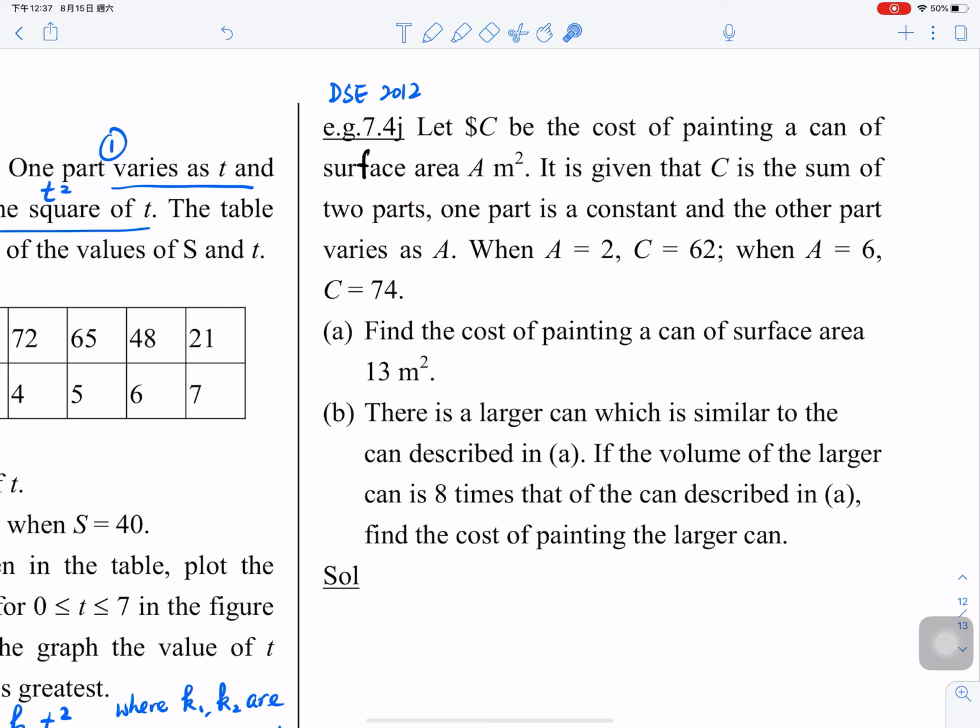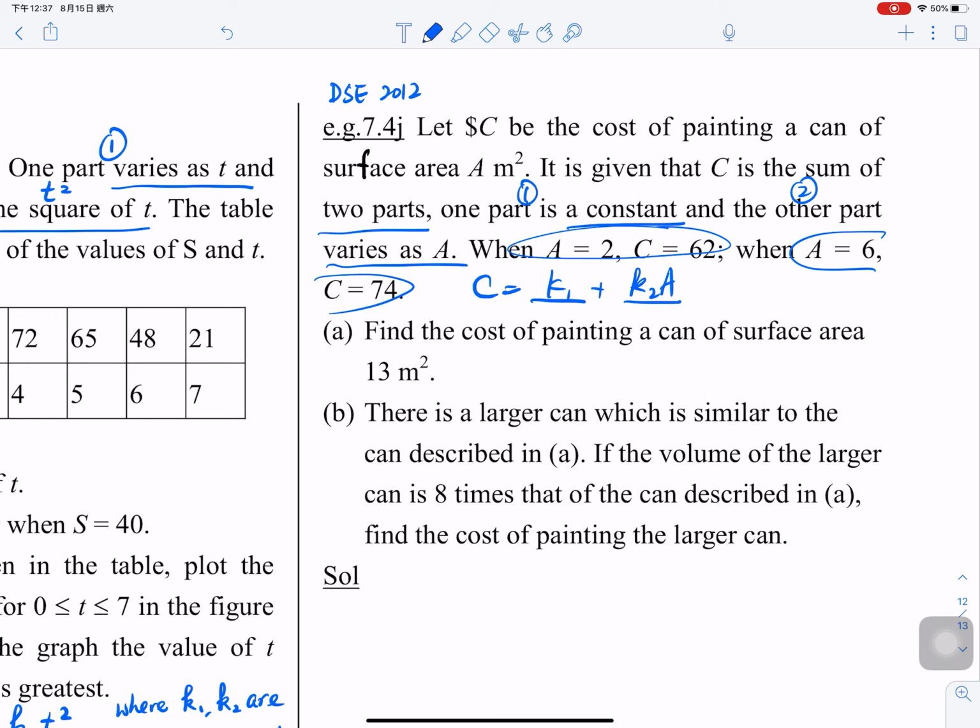It is given that C is the sum of two parts. Okay, that means C comes from two parts. The first part is a constant, that means K1, and the other part varies as A, so K2A, right? Now, when A equals 2, C equals 62. When A equals 6, C equals 74. That means two sets of relations.